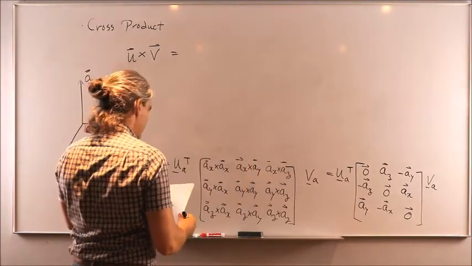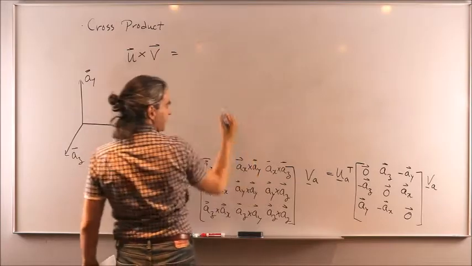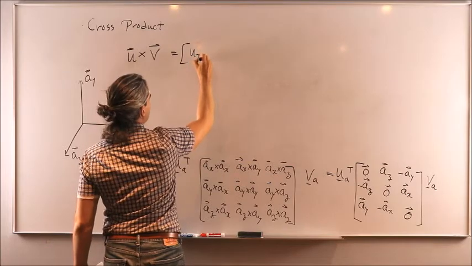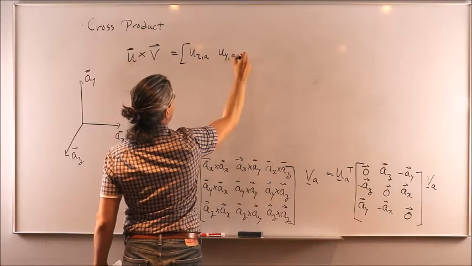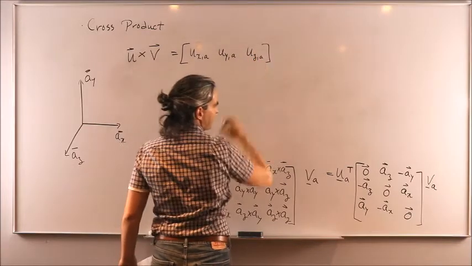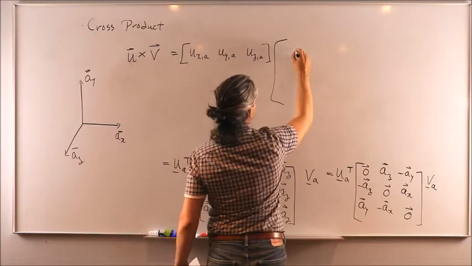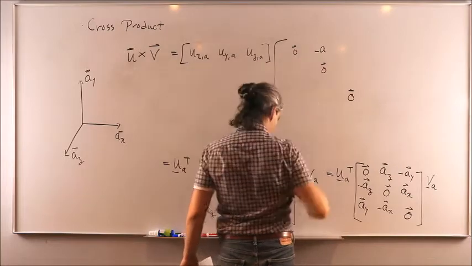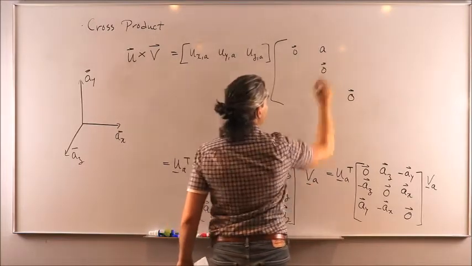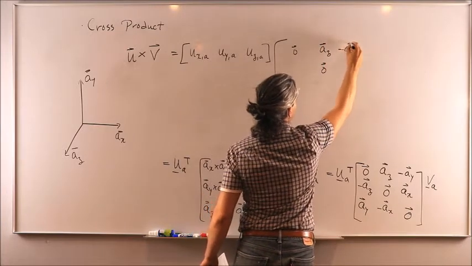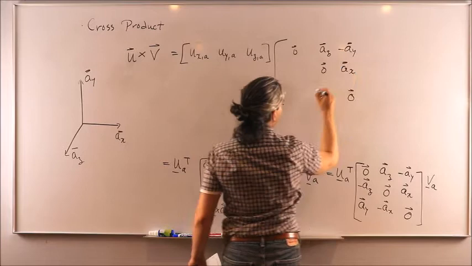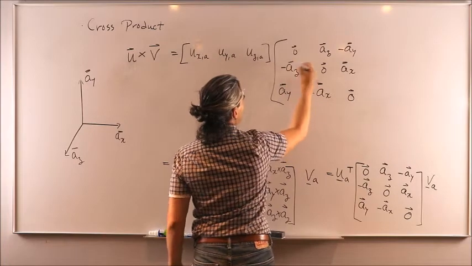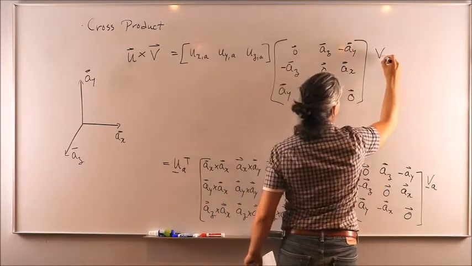So what I'm going to do next is to expand this first guy here, which is a 1 by 3, UXA, UYA, UZA, times this 3 by 3 matrix, with the null vector on the lead diagonal, positive AZ, minus AY, minus AX, positive AY, minus AZ around here. And this one I don't need to expand.